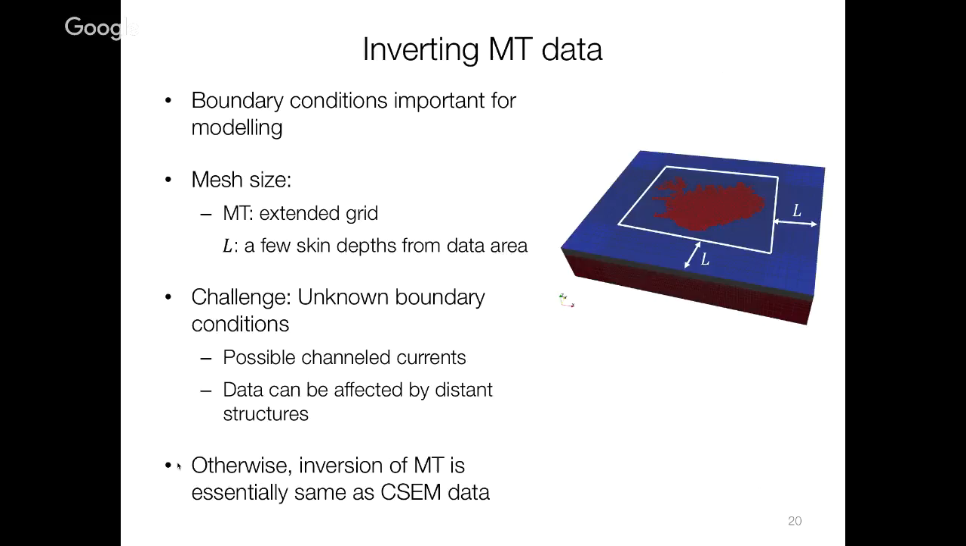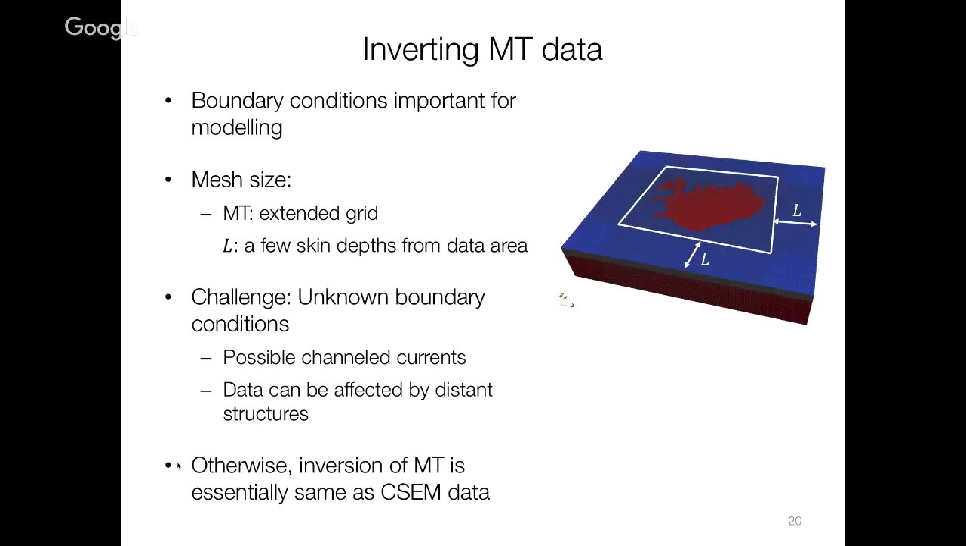The biggest challenge with magnetotellurics, though, is that we really don't know what the boundary conditions are. In a control source, we do. We just go up far enough, and everything's 0. But in MT, you've got this issue of scales. You've got oceans out there that could channel currents in, and you've got different kinds of scales.